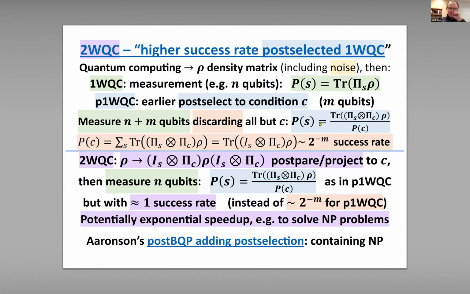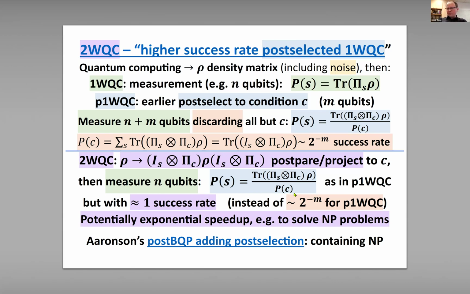The problem with this approach is that the probability of this condition being satisfied, pessimistically, often drops exponentially with the number of qubits you would like to post-select on. Having 10 qubits, it's like 1 divided by 2 to the power 10. So that's a big problem, that we need to make many runs until we get the condition satisfied. So in a two-way quantum computer, with this density matrix, we would make this projection first, and then we would measure the first qubits.